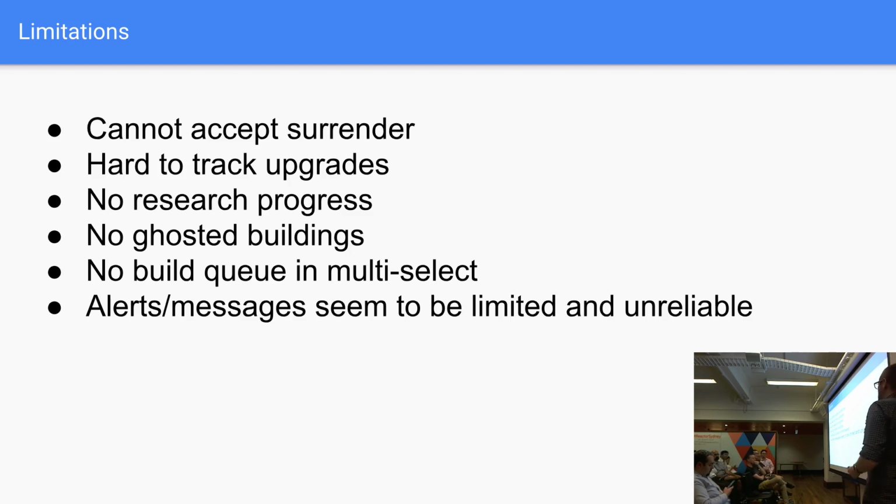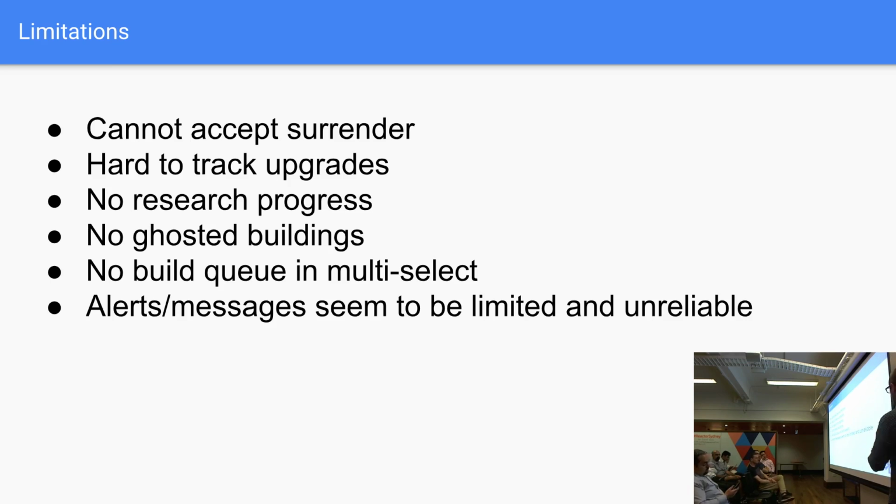There's no build queue in multi-select. This really annoys me because when you've got 2 barracks and you've got units queued up at both of those barracks, you don't know how many they've got when you've got multi-select. So how do you know that you can add more? How do you know you've got 3 out of 5 and you can add 2 more? How do you know that you've got 5 out of 5 and you shouldn't try and add more? That's something that maybe is going to be possible. There's some information in there, and I'm going to work on trying to extract that information and make it available.